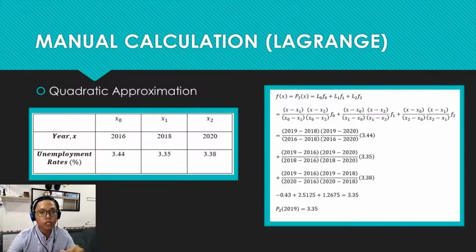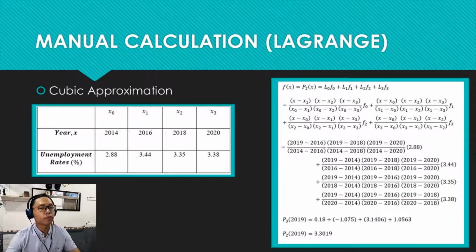For the quadratic approximation, the difference is the data used. For the linear approximation we use two samples of data, while for the quadratic approximation we use three: x0, x1, and x2. Here is the year and the unemployment rate in percentage. We plug this data into the formula, where f(x) = P2(x) = L0 f0 + L1 f1 + L2 f2. Then we get the answer, which is 3.35. The next one is the cubic approximation.